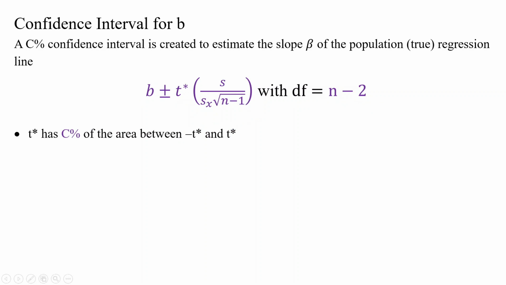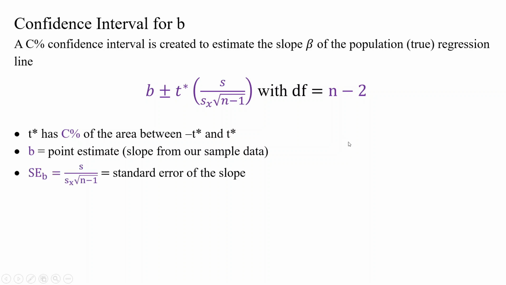So a lot of this is going to sound familiar, right? T star has C% of the area between negative T star and positive T star in the T distribution. B is our point estimate, and that's going to be the slope we get from our sample data. Now, SE sub B, what that stands for is standard error of the slope.